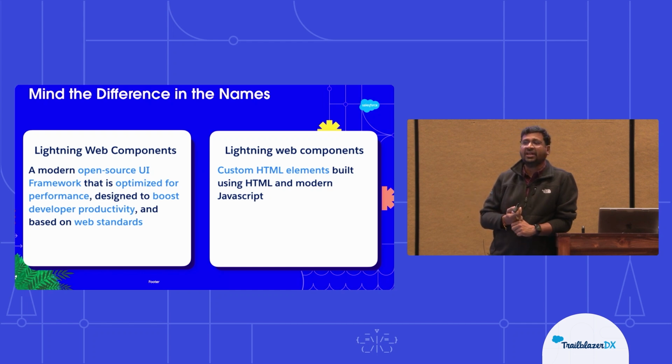So if you are referring to Lightning Web Components documentation anywhere, you might be seeing these two different types of references. If it is using the first type, then it is referring to the framework as a whole, the Lightning Web Components framework. But if you see something like Lightning with small web components, it is referring to the component that you are going to develop. So we'll be developing the right side components in this left side framework.